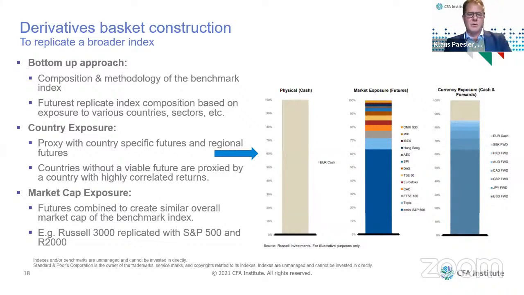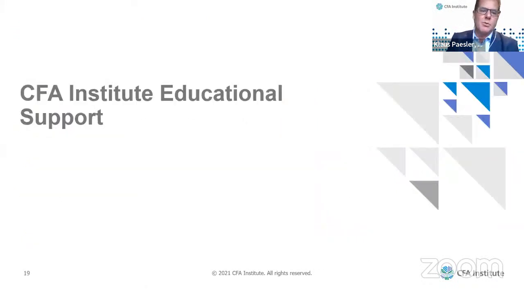So for example, if you're using the well-known Russell 3000 broad US market index, you'd use a combination of S&P 500 to get the large cap and Russell 2000 to get the small cap. And it really gets us the majority of the way when it comes to managing beta.